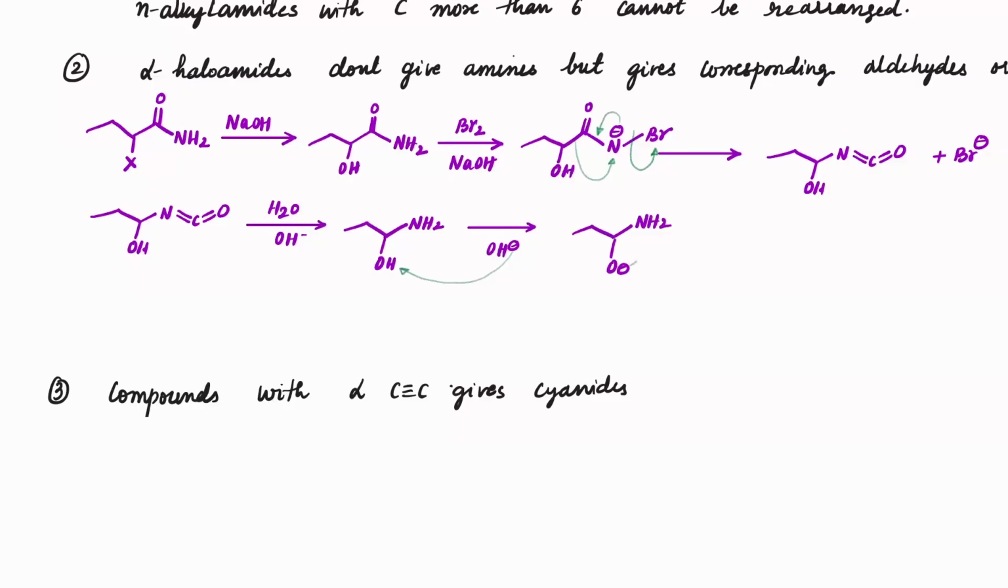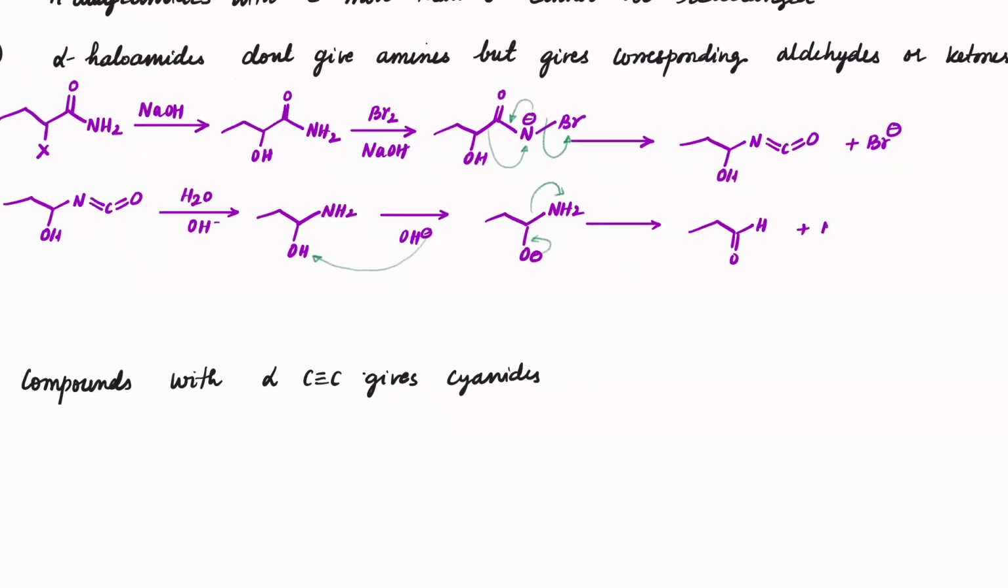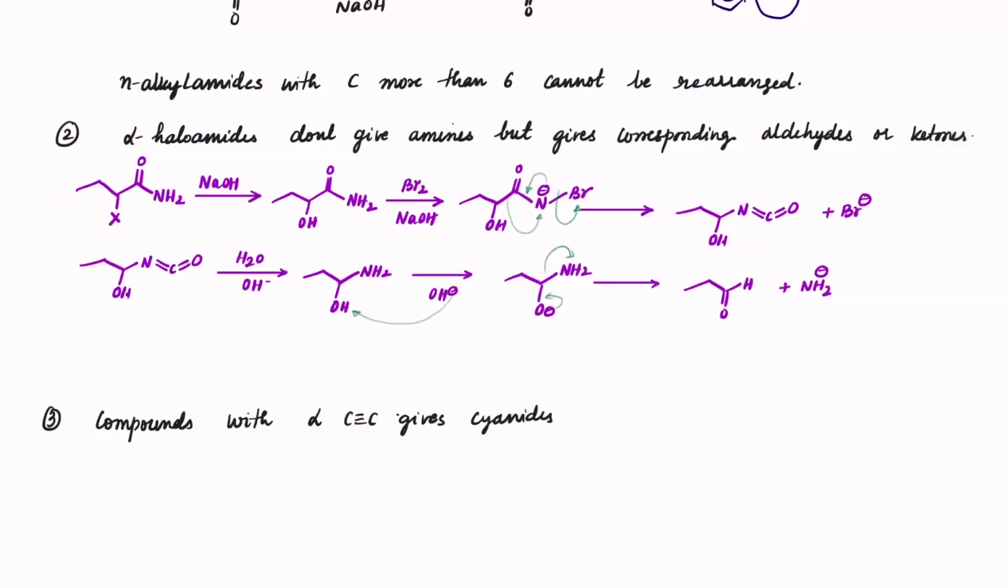This O minus will push the electrons and try to remove this NH2. That's the problem of having OH at the alpha position. So that will end up giving an aldehyde instead of an amine. This NH2 minus will go away and what you will get here is an aldehyde. So you got the limitation here: we should not have any alpha hydroxy or any alpha haloamides.